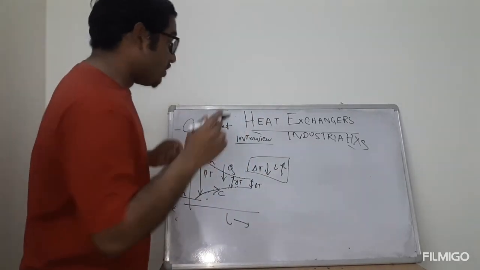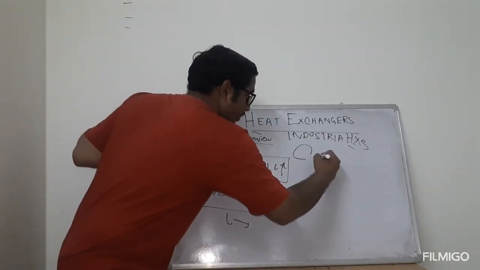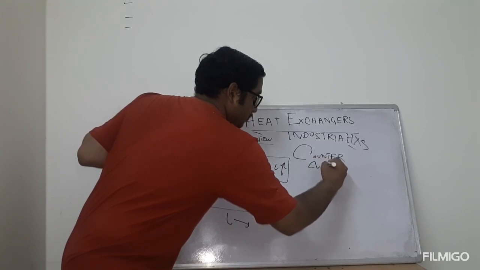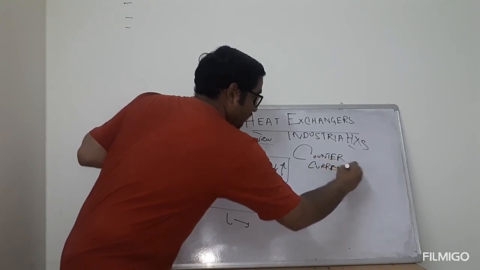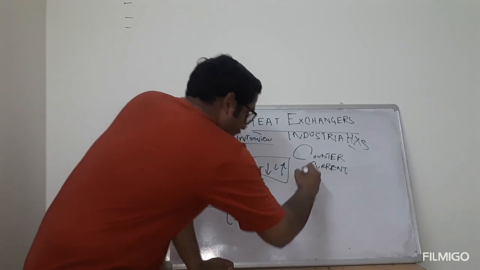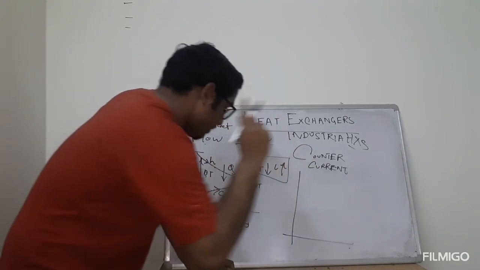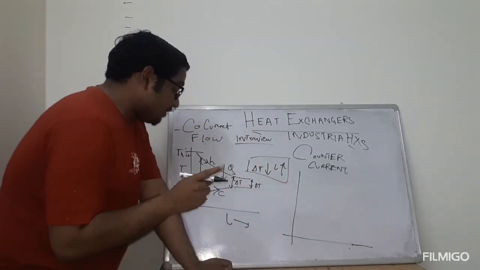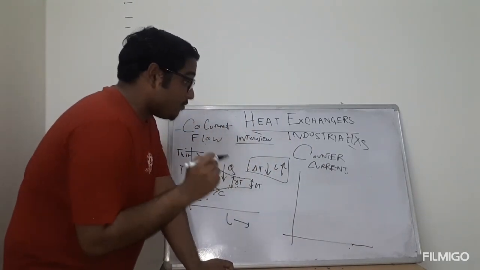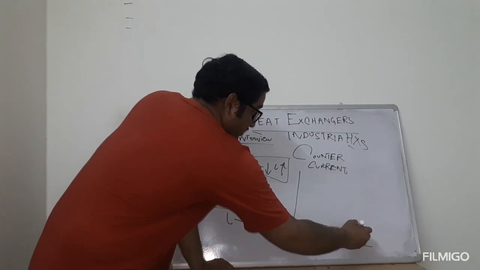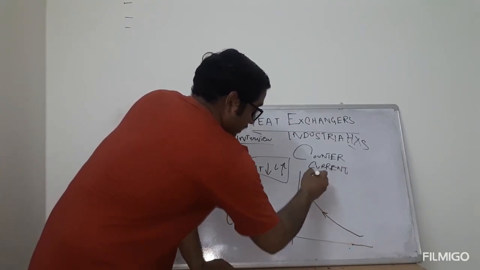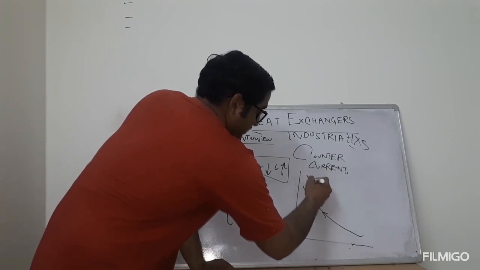Now talking of the counter current flow. As the name suggests, once again, the fluids will be flowing in opposite directions, and the cold fluid once again will start gaining heat, but this time moving in the opposite direction. So this will be something like this. And the hot fluid will have a profile of something like this.